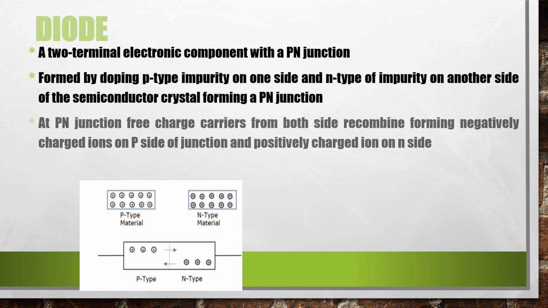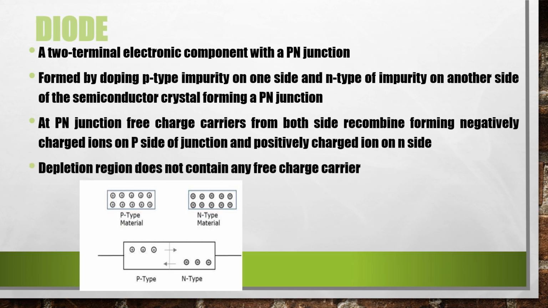At this p-n junction, free charge carriers, that is electrons and holes from both sides, recombine, forming negatively charged ions on p side of the junction and positively charged ions on n side of the junction. As a result, depletion region is formed. This depletion region does not contain any type of free charge carrier.